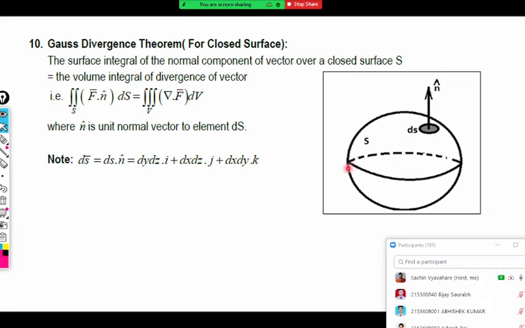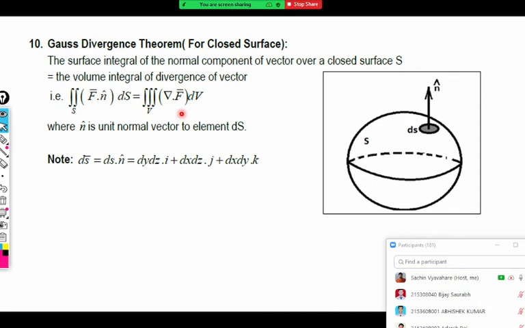And what it says: the surface integral of the normal component of f bar is the same as the volume integral of the divergence of f bar. Volume integral of divergence of f bar. So the name is given as Gauss divergence theorem. In Stokes, we saw the curl. In Gauss theorem, the divergence theorem, there is a divergence, del dot f bar. So that is a difference again.